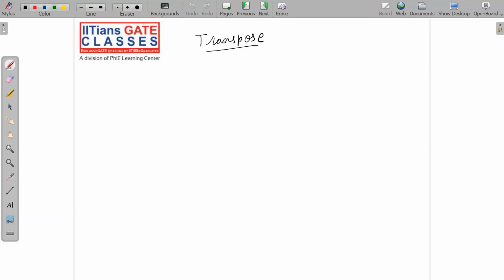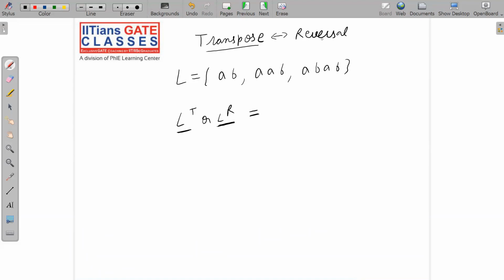First is the transpose operation. Transpose operation means, say, we have a language L in which we have strings like AB, then AAB, then ABAB. Let us suppose we have only three strings in this language. Then L^T, or you can write it as L^R, is one and the same thing. L^R means reversal of L, or L^T means transpose of L. You pick each and every string and just reverse it. So AB will become BA, AAB will become BAA, ABAB will become BABA.